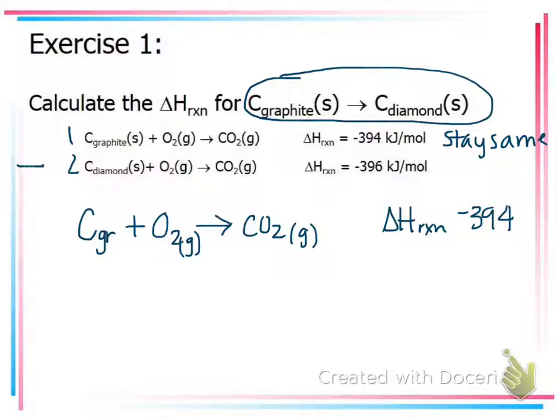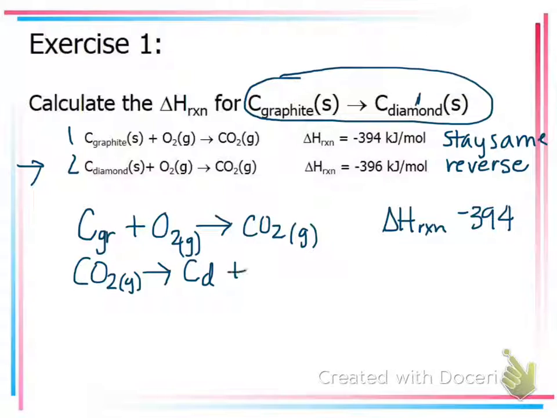But if we look at this equation, diamond is on the reactant side, and we need diamond on the product side. So we are going to reverse this equation. And so when we reverse it, we're going to write it as CO2 gas yields carbon diamond plus oxygen gas. And then because we reversed it, we have to change the sign. So we're going to make this a positive 396.